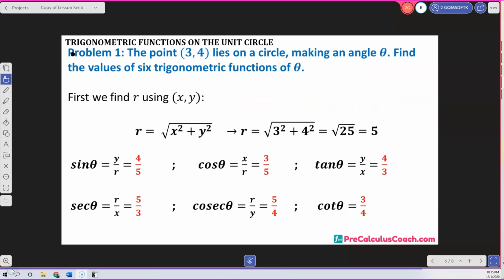trig functions. And here is the solution for the previous problem, and we did match. They figured out r, x squared plus y squared. So r is the square root of 3 squared plus 4 squared, equals the square root of 25, which is 5. We have sine of theta, cosine of theta, tangent, and then cotangent, cosecant, and secant theta. Okay?